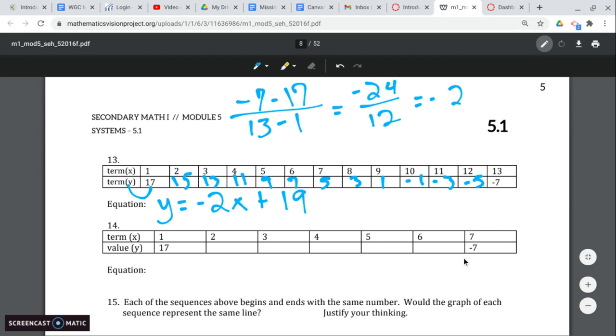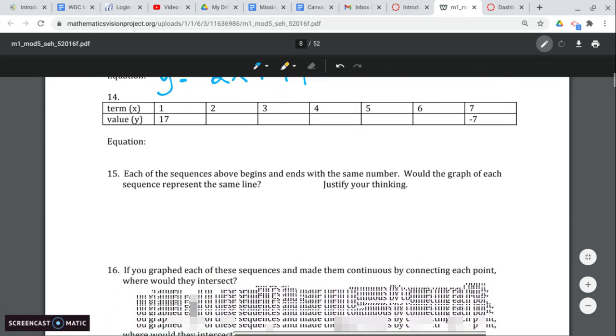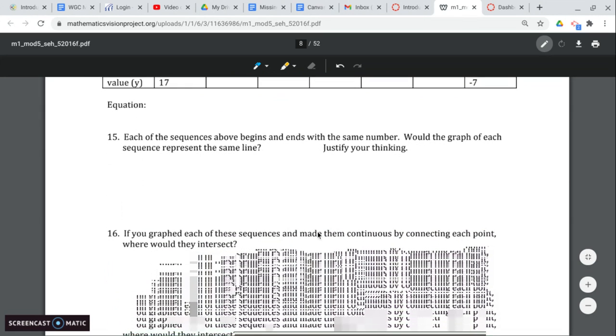You'll take the last number minus the first number over the term number minus the previous term number. So 7 minus 1 in this case. Notice, this is -7 minus 17. I already did that, so you're going to have -24. The part you're going to have to change is the 7 minus 1, which is 6. So in this one, you'd be taking -24, dividing it by 6, and that will get you your slope. For 15 and 16, these are based off of each of the previous questions, 12, 13, and 14. So you'll answer them based on what you get for those, okay?